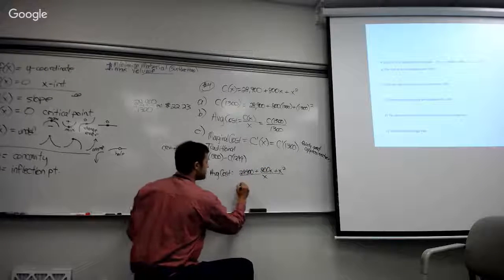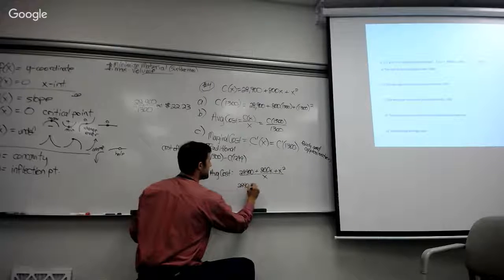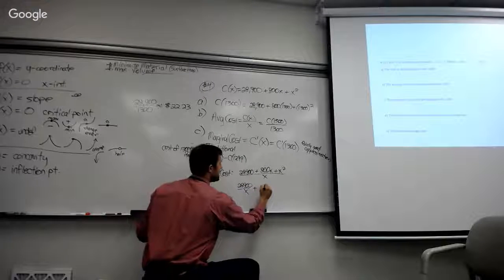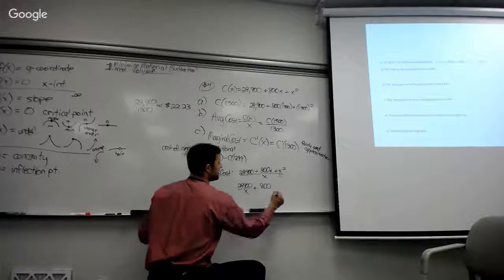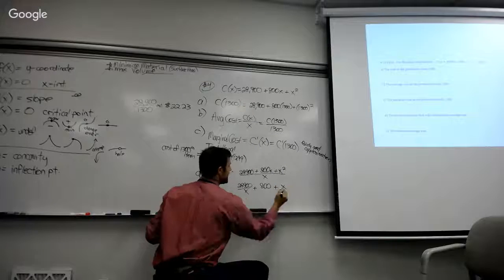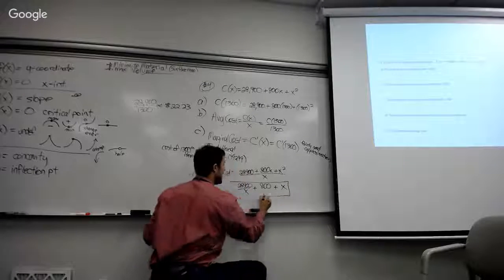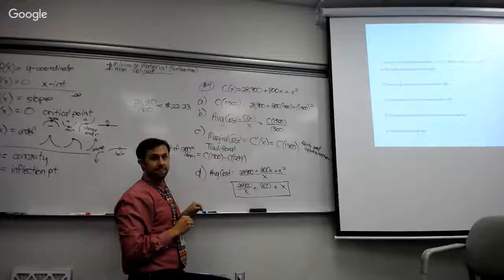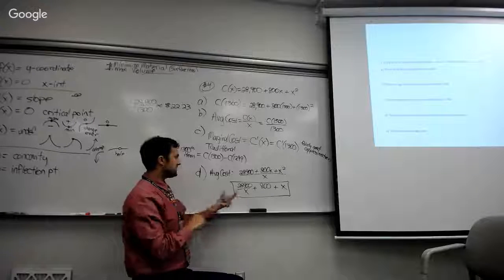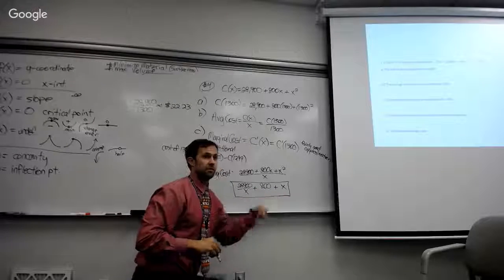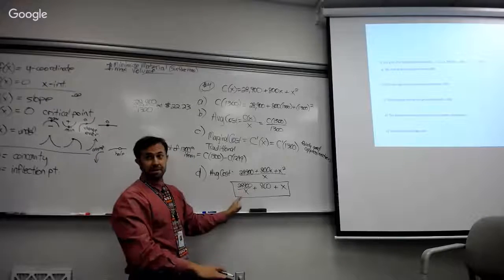It might be easier to look at this as 28,900 over x plus 800x over x, which is just 800, plus x squared over x, which is just x. Does anybody like that better? What would we do then? Well, now you take the derivative of each term. And I think this is actually better.